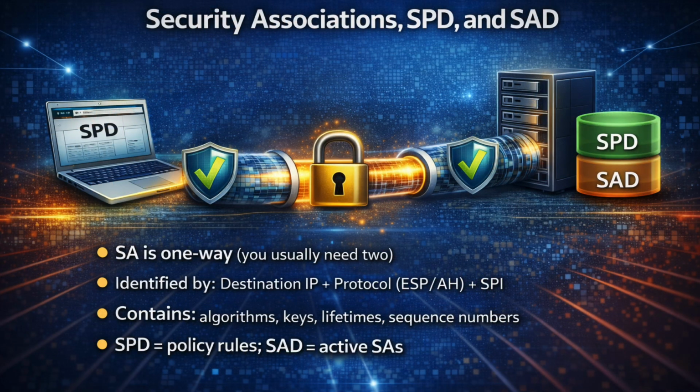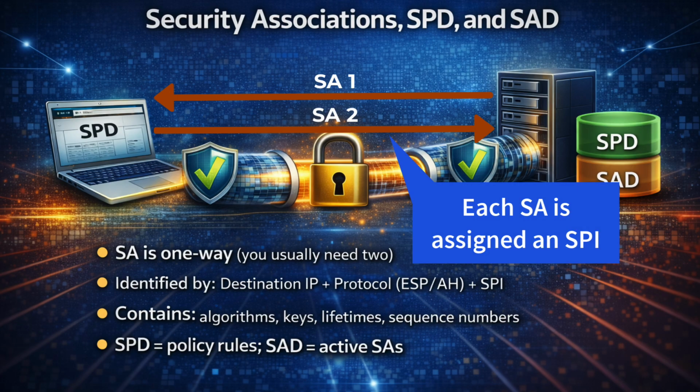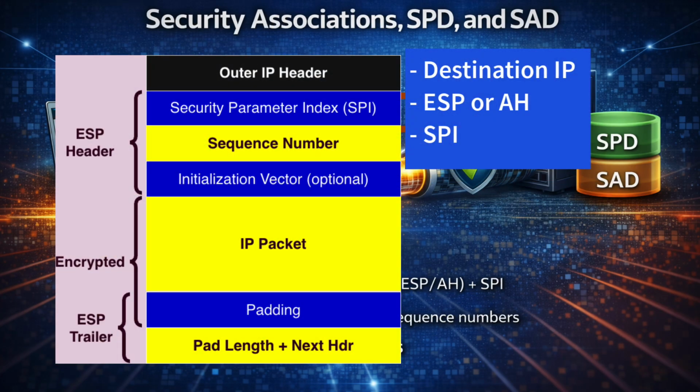Here's the concept that unlocks IPsec. The Security Association, or SA. An SA is unidirectional, meaning it describes protection for traffic going in one direction. So for a two-way conversation, you normally have an outbound SA and an inbound SA. Packets reference an SA using an SPI, the Security Parameters Index. In practice, receivers find the right inbound SA by looking at three things: the destination IP address, whether the packet is ESP or AH, and the SPI value inside the IPsec header.